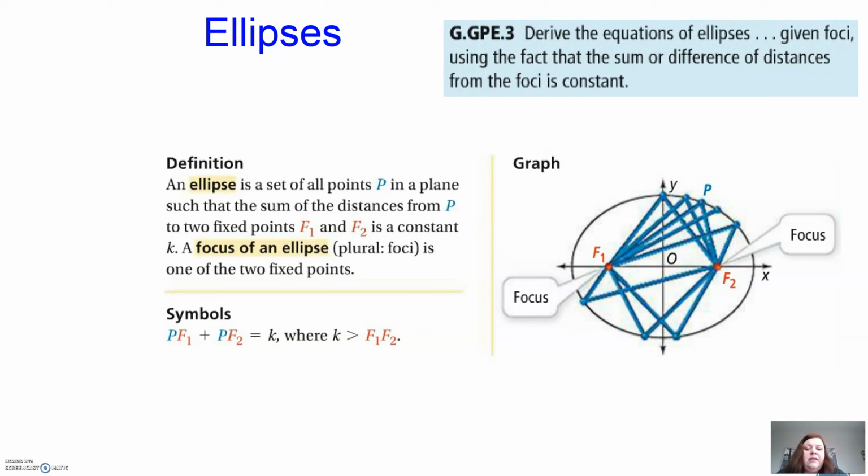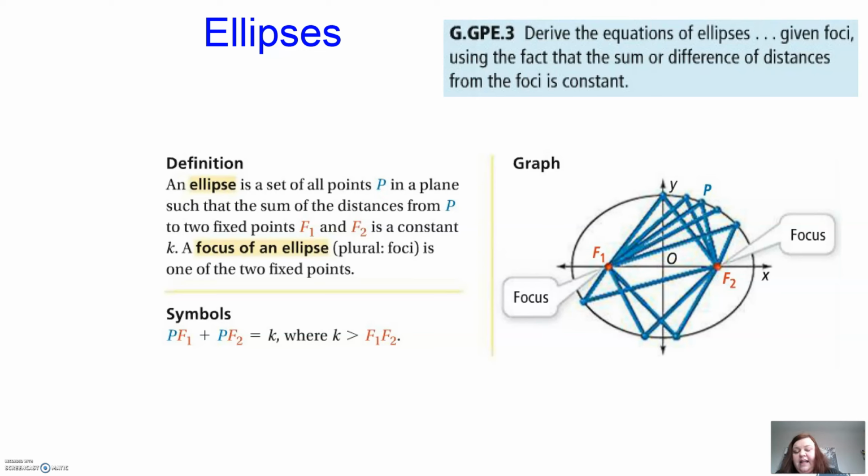Now there is one new piece of vocabulary with this. It's called a focus, or foci if it's plural. And it's two fixed points inside. So those are those red dots that you see on the screen there. Those are the foci of the ellipse.